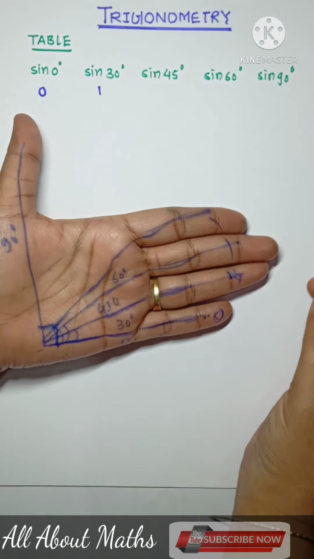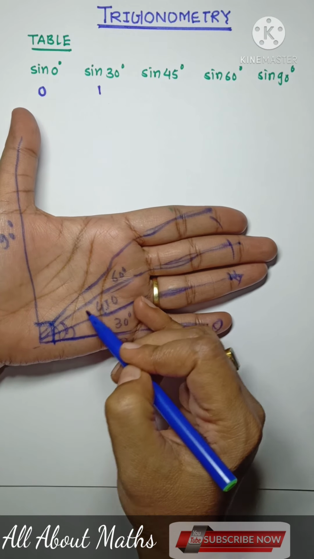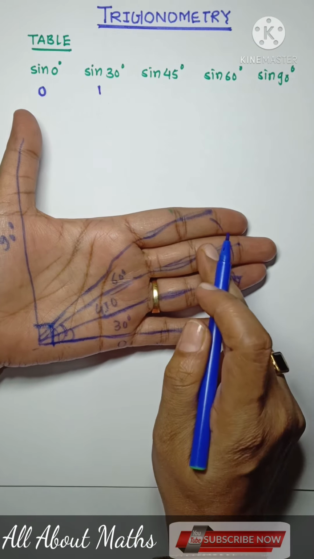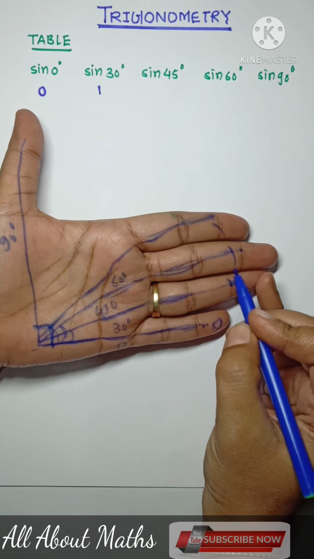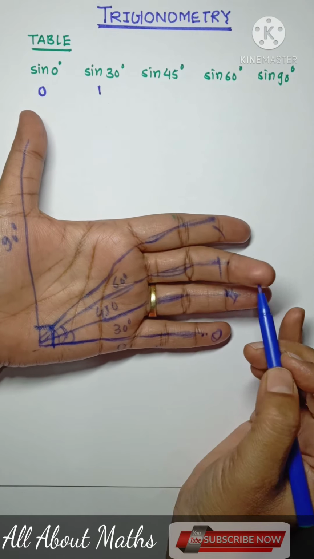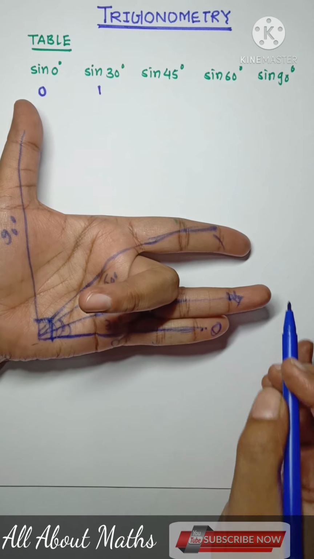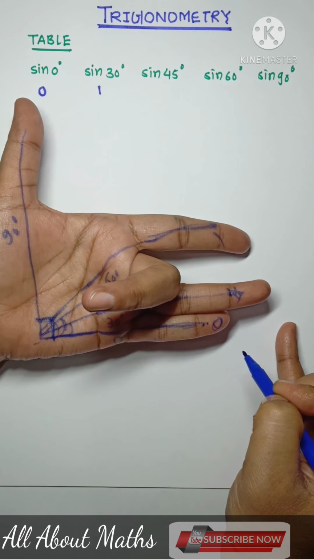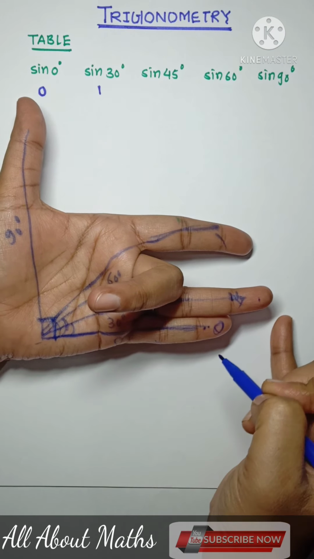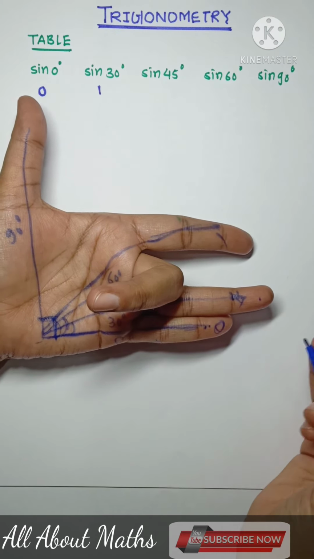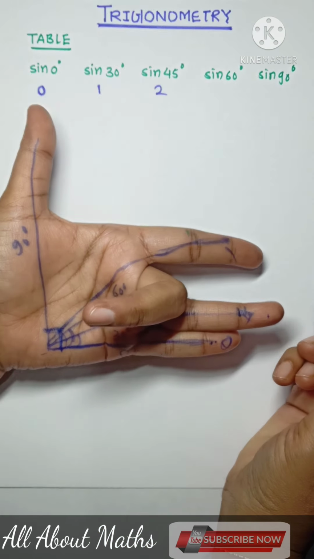Now sine 45. This is the line of the 45 degree angle, for this finger, that is the middle finger. So the middle finger is the 45 degree line. If I fold this 45 degree line like this, how many fingers are left over here? 1 and 2. 2 fingers left over. So we'll put 2 over here for 45.